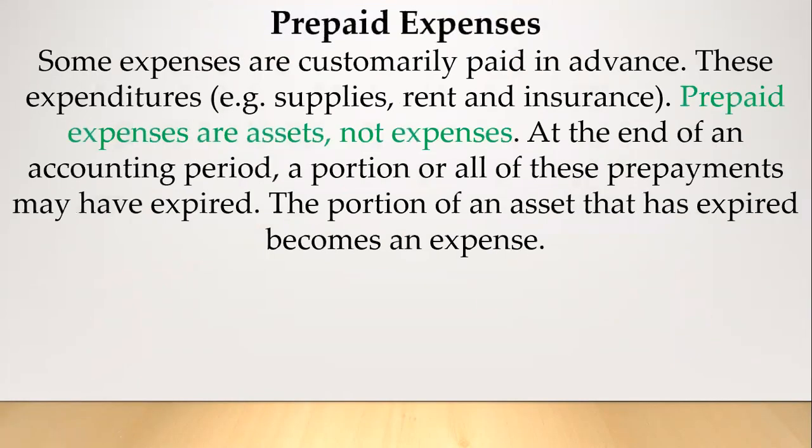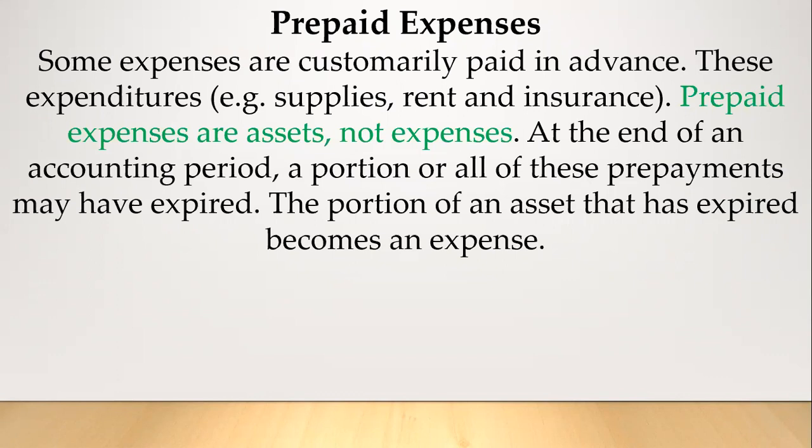Some expenses are customarily paid in advance. These expenditures, for example, are supplies, rent, and insurance. So prepaid expenses are assets, not expenses. Take note of this. At the end of the accounting period, a portion of all of these prepayments may have expired. The portion of an asset that has expired becomes an expense.